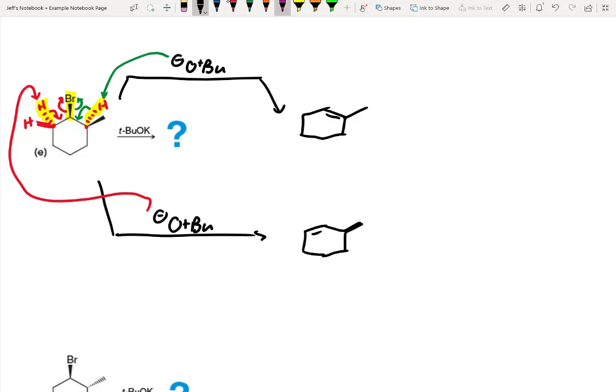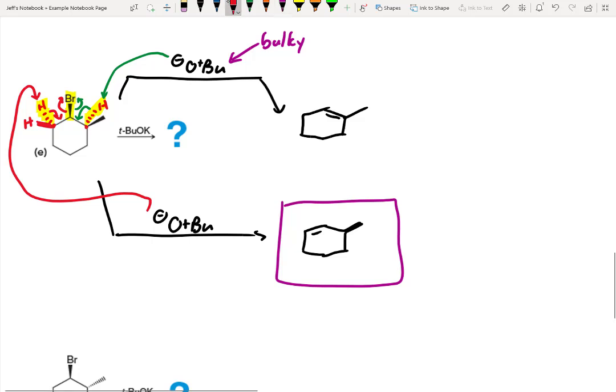All right, so now we know we're getting a mixture of products, but in this case we've got a bulky base. We know that bulky bases favor the less substituted alkene, which would be this one down here. So this would be our major product, even though it's a less stable alkene. That's the result of using a strong bulky base.